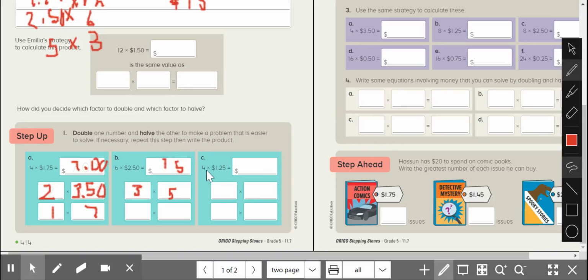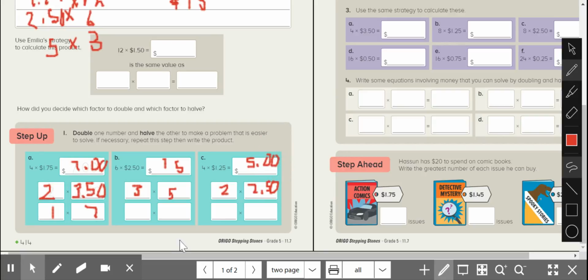Here's one more. Let's see. I might double it twice. We'll see. Half of 4 is 2. Double $1.25 is $2.50. And then it's kind of a toss-up. Up to you whether you want to half this and double that, if that helps you to do this, you can go for it. Otherwise, just say 2 times 250 is going to be $5.